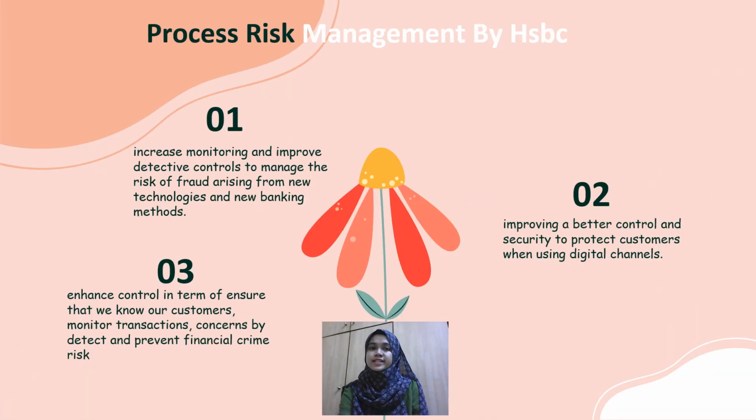There are some risk management processes by HSBC. First, increase monitoring and improve detective control to manage the risk of fraud arising from new technologies and new banking methods. Second, improve control and security to protect customers when they are using digital channels. Third, enhance control to ensure that we know our customer and monitor transactions, in order to detect and prevent financial crime risk.